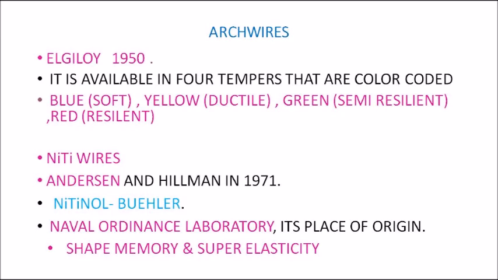Cobalt chromium wires, which are also called alloy arch wires, were discovered in 1950. They are available in 4 tempers which are color coded: blue, yellow, green and red. Blue is the soft one, yellow is the ductile one, green is the semi-resilient one, and red is the resilient one. So please specifically note that blue is the soft alloy and red is the most resilient one. So blue, yellow, green and red. Blue forms the softest alloy and red forms the most resilient alloy.